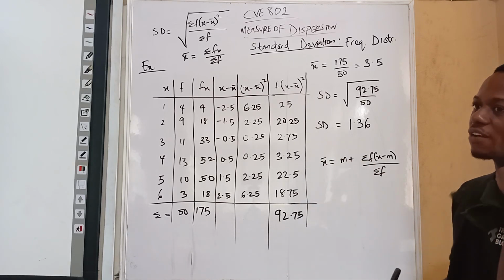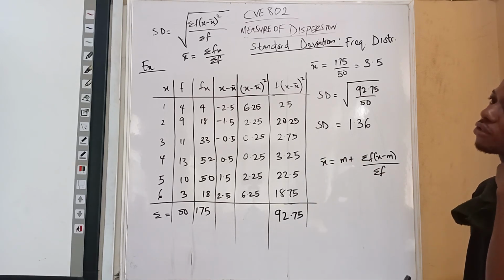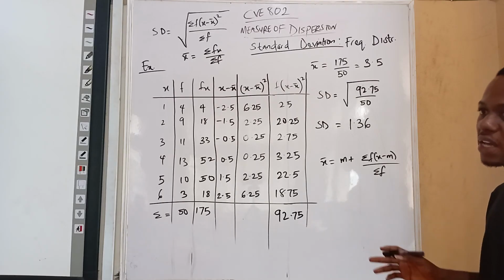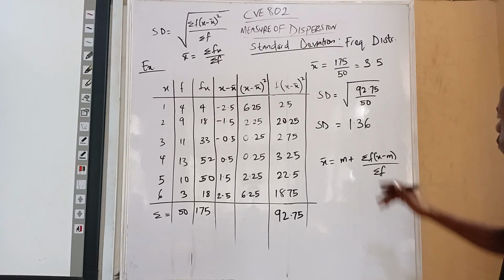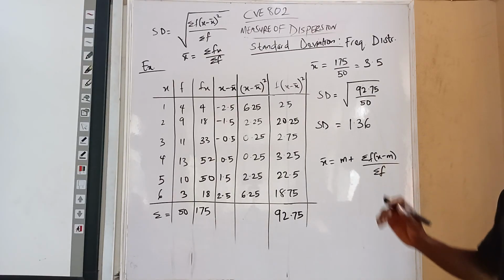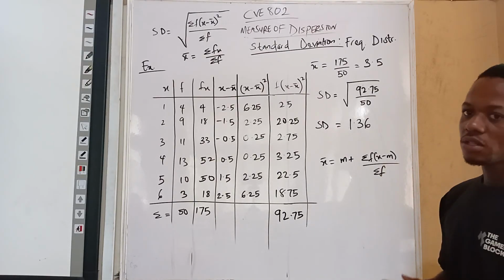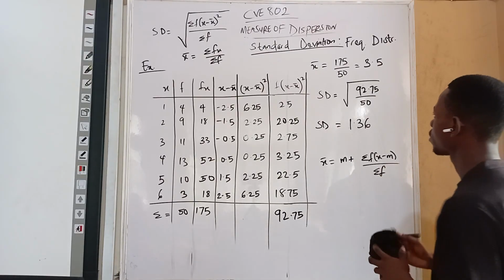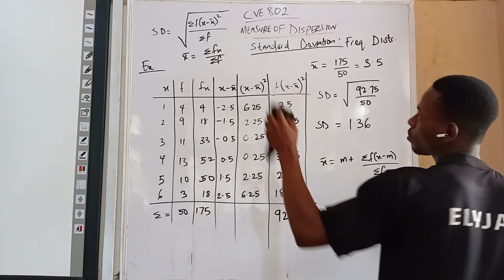There is a formula directly for standard deviation when we are assuming a mean. So we've been able to get this one as 1.36. So we want to use that assumed mean method and see whether we are still going to get the same 1.36 or we are not going to get it. So I'll write the general expression of it.